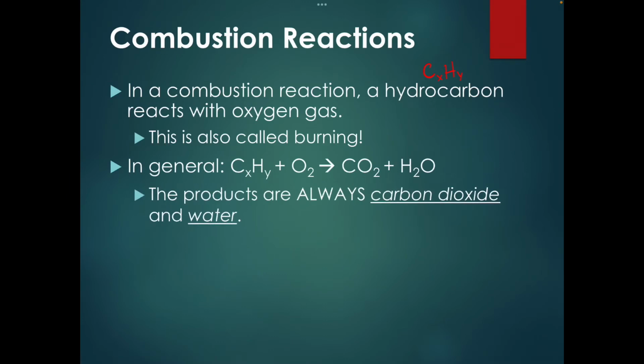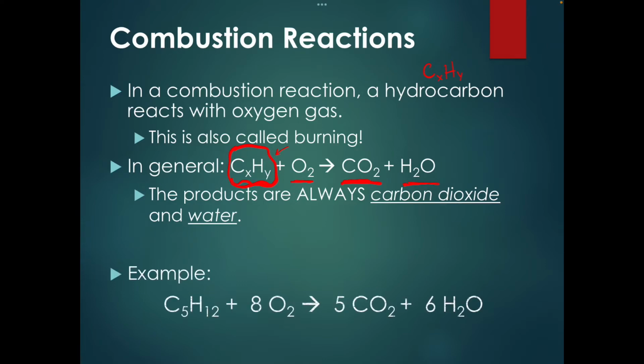So here's our general equation. So we have some hydrocarbon reacting with oxygen gas to produce carbon dioxide and water. These reactions are really easy to predict the products because the products are always carbon dioxide and water. It doesn't matter what your hydrocarbon is, it's always going to make the same products, carbon dioxide and water. So if I ask you to predict the products of a combustion reaction, you should be like, oh, easy one, carbon dioxide and water. Okay? The only thing that's ever going to change is this hydrocarbon. It's always going to react with oxygen gas. It's always going to produce carbon dioxide and water.